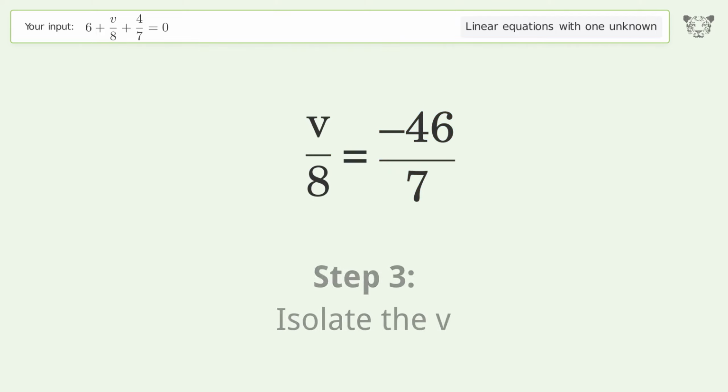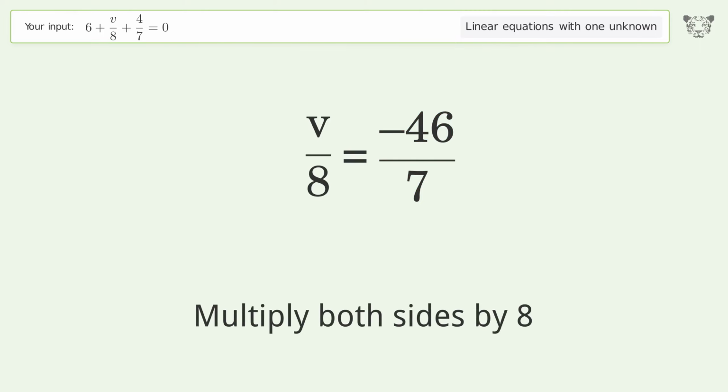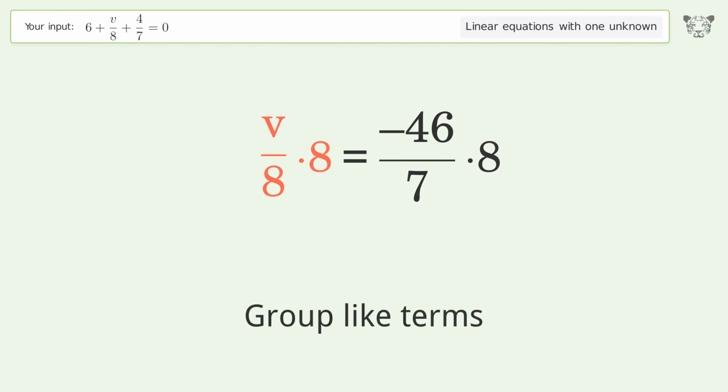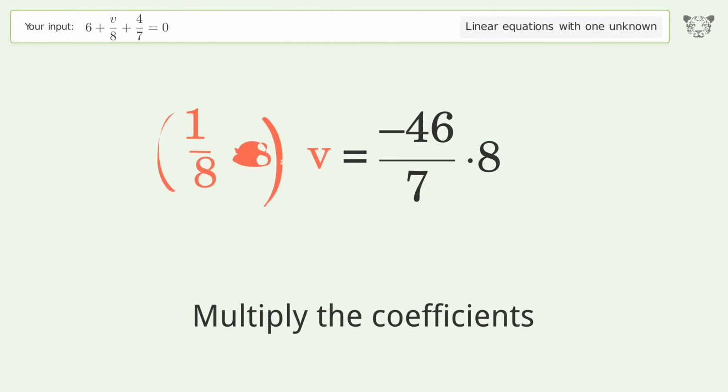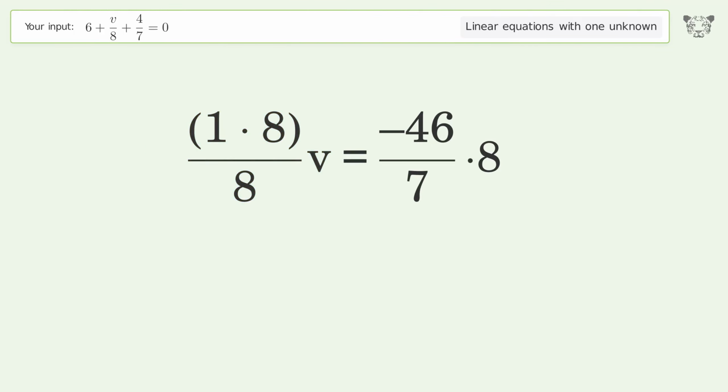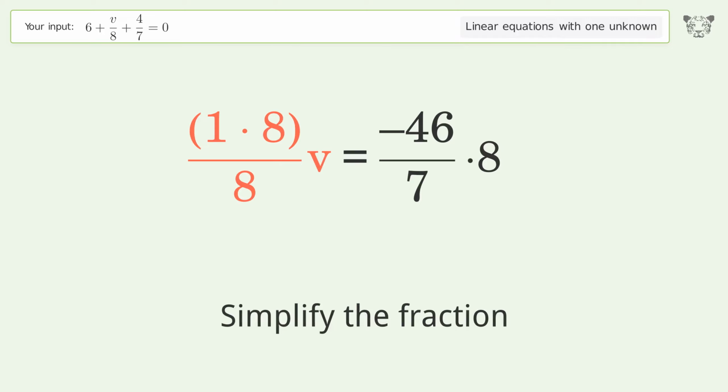Isolate the v. Multiply both sides by 8. Group like terms. Multiply the coefficients. Simplify the fraction.